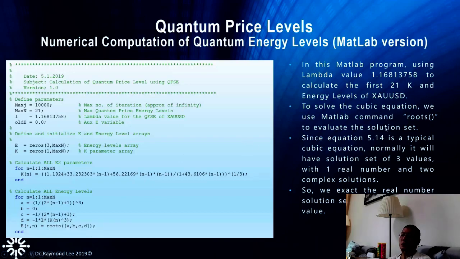As you can see, once you solve the equation, all those solutions have the real part and also two complex solutions. And these two complex solutions are symmetric. Of course, we get the real part. The real part is the energy level we are talking about.